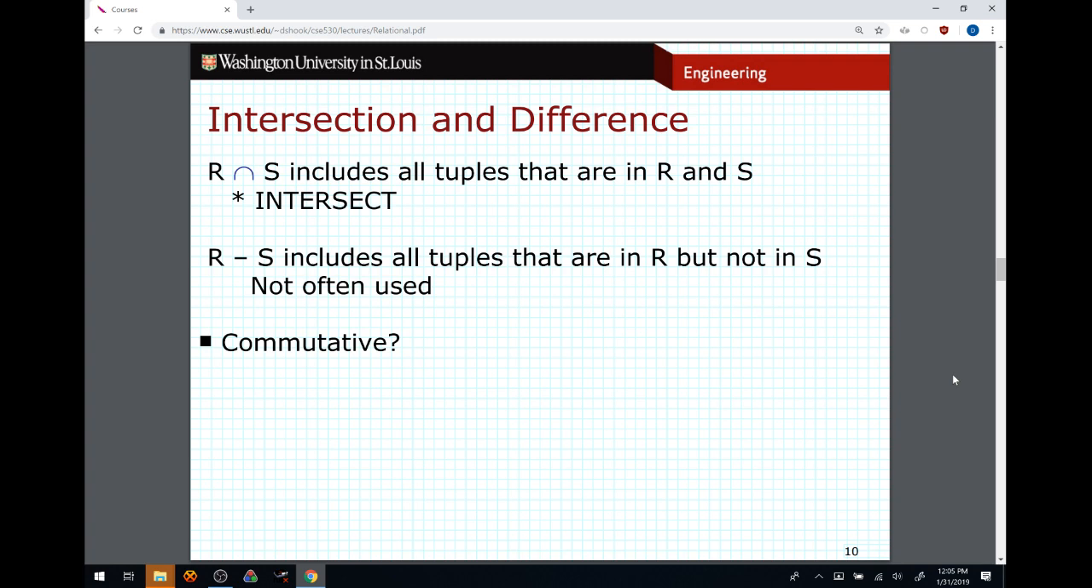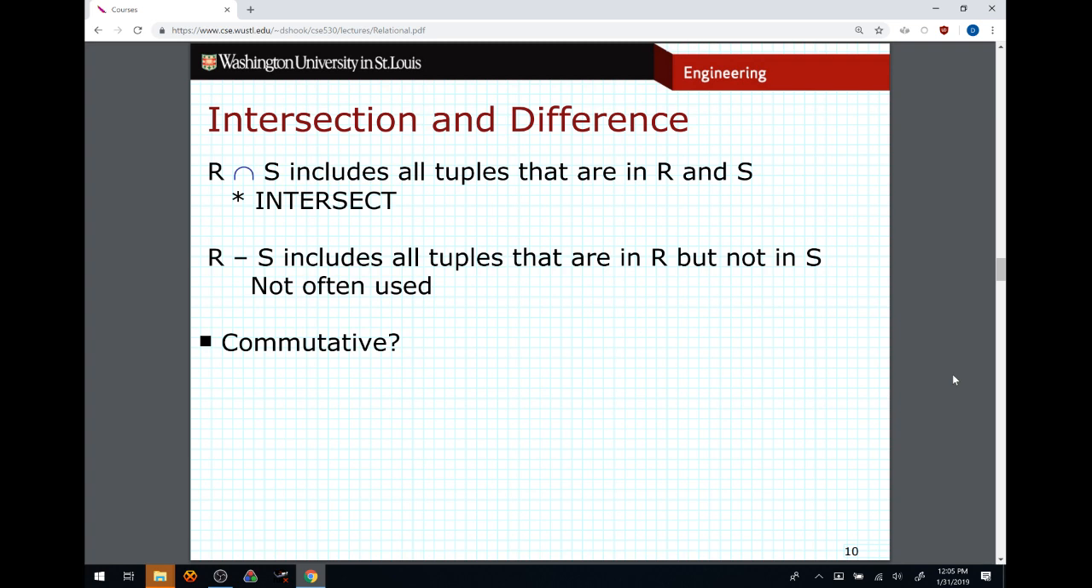Actually, both of these, it says difference is not often used. Intersection is not often used either, at least not in databases. Less often than even a union would be. And you might be wondering, well, then why the heck are we even talking about it? I'll explain why we're talking about it in just a little bit.